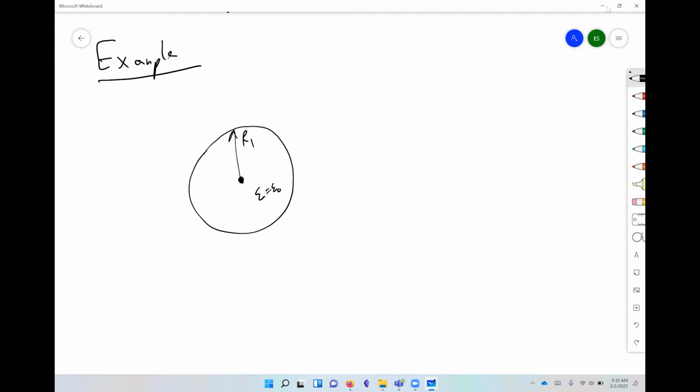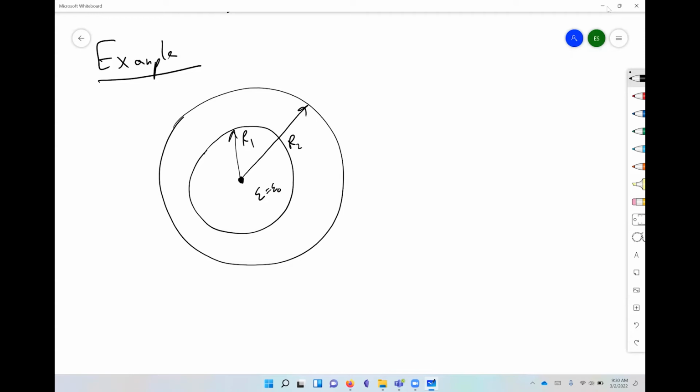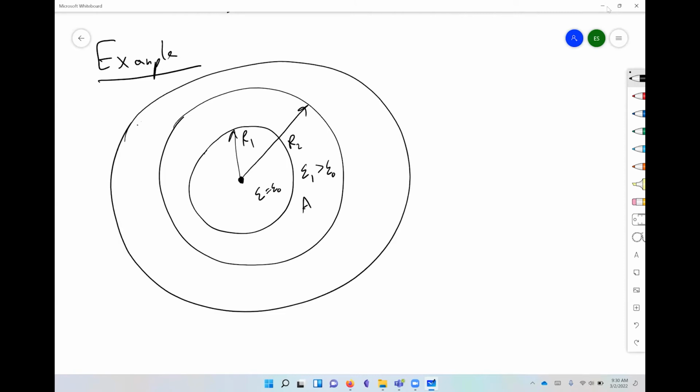And then from R1 to R2 there is another medium with epsilon 1, which is larger than epsilon 0. So this is material A. And then finally, this is material B. So it's a shell, right? Material B has epsilon 2, which is also larger than epsilon 0. And then we said that air is approximately epsilon 0.